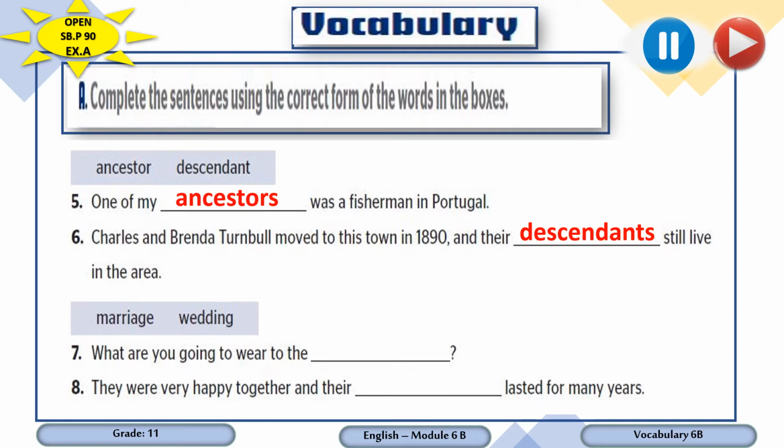Very good. Number 7. What are you going to wear to the wedding? Excellent. The word wedding, it's the celebration and ceremony in which two people get married. Number 8. They were very happy together and their marriage lasted for many years. Excellent. The word marriage means a relationship between a husband and a wife that's legally accepted.